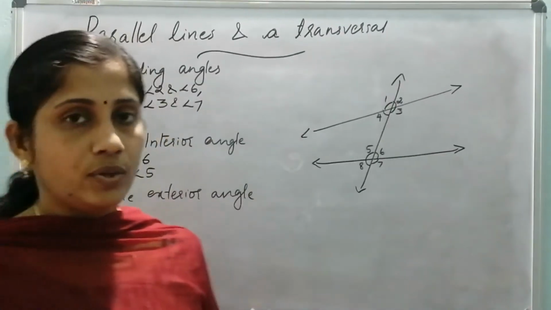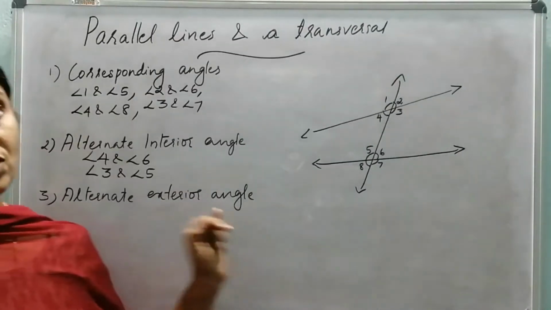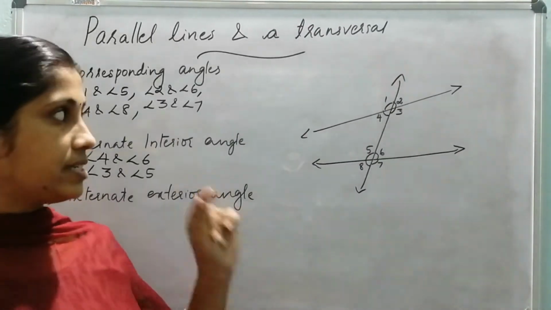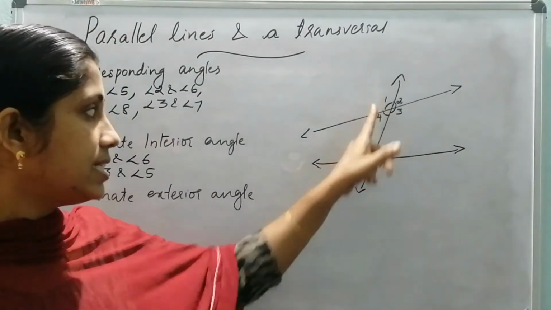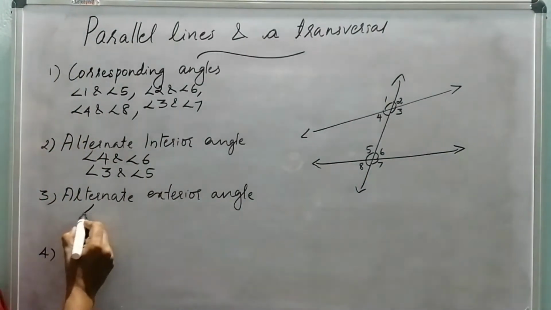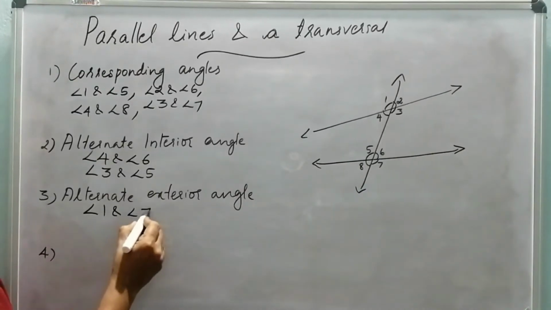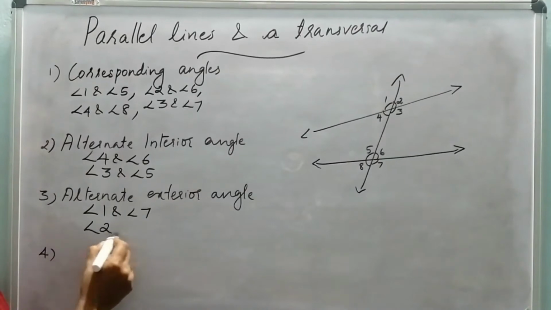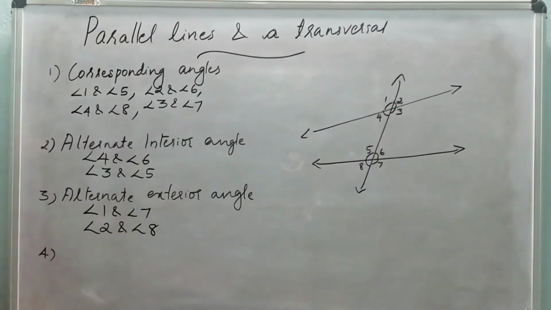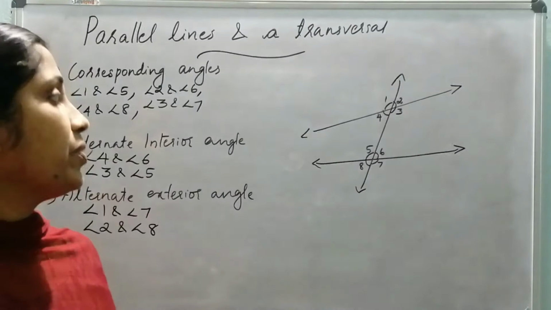Okay. Now let us look at the alternate exterior angles. Alternate exterior means exterior, and alternate means opposite sides. That is angle 1 and angle 7, then angle 2 and angle 8. These are the alternate exterior angles here.